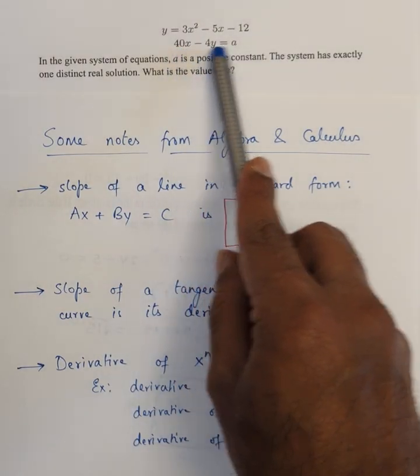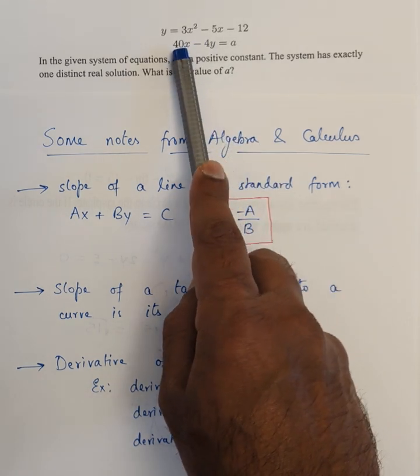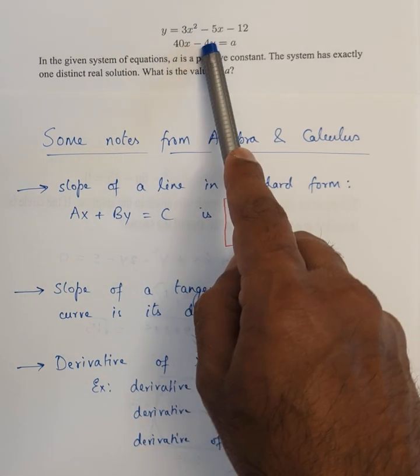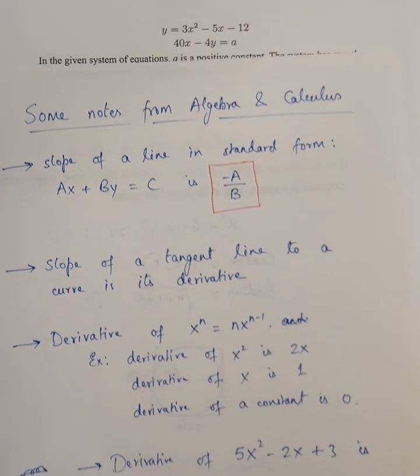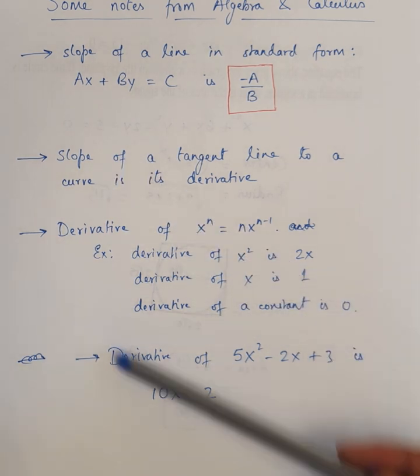So why do I need that? I need it because this is in standard form. So I know that the slope of this line is going to be opposite of 40. So negative 40 over negative 4, that's 10. So that's good. Now, the rest are notes from calculus.